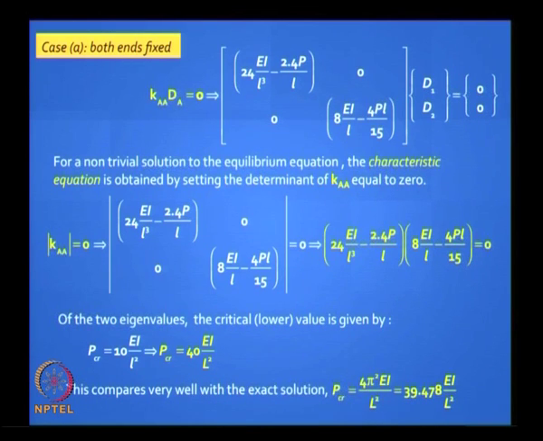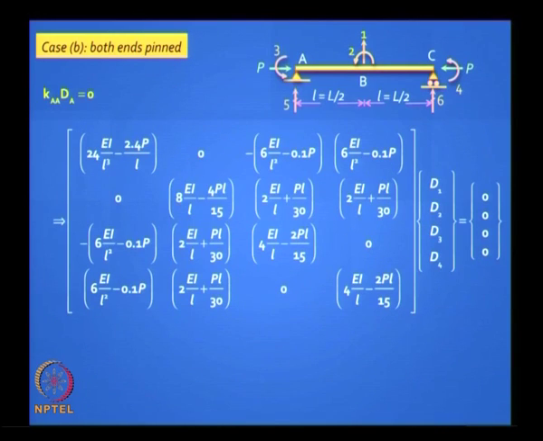and the exact answer is 4 pi squared EI by L squared, which turns out to be 39.478. You got 40. Is that good enough for an engineer? Fantastic, right? But you will get a better solution if you had 3 or 4 elements, right? Similarly, you do it for both ends pinned, you have now 4 by 4, you get 4 eigenvalues, but can we simplify this? You can if you make some assumptions.